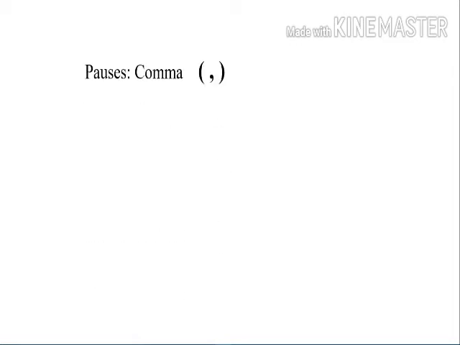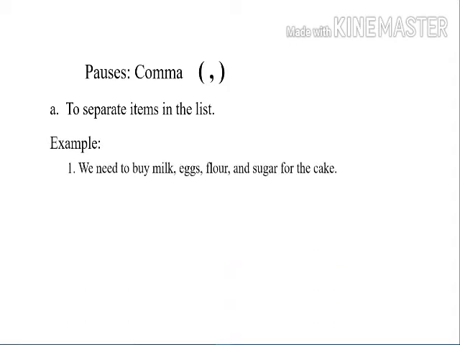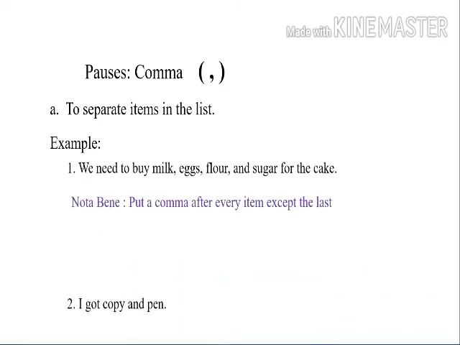Now, a very important topic, and most learners make mistakes in using the comma. The first criterion for using the comma is to separate items in a list. We need to put commas. We need to buy milk, eggs, flour, and sugar for the cake. And here I have written a nota bene: put a comma after every item except the last. I got a copy and pen.